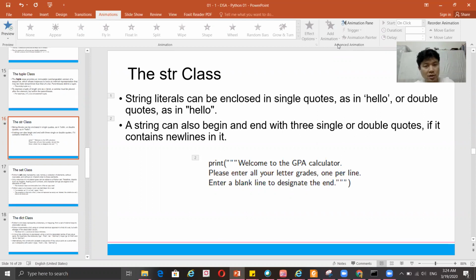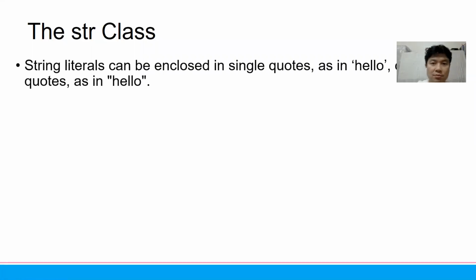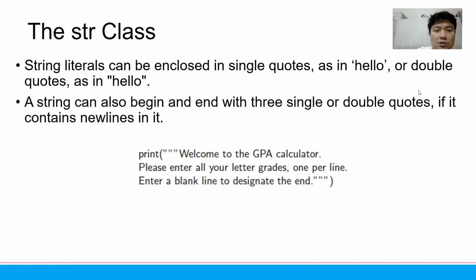The string class is also very important to understand. The str class can be enclosed with single quotes or with double quotes. So it's very unique. In any other programming language, you need to use the double quote, but in Python, you can use single or double to express a string. And also, you can use 3 single or 3 double quotes if it contains a new line.